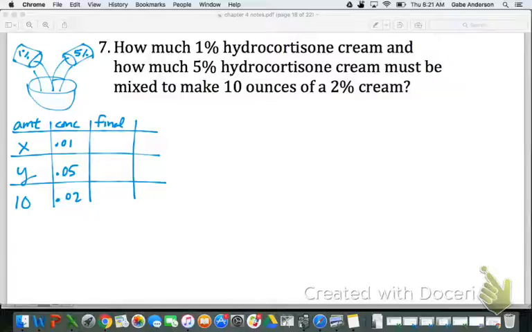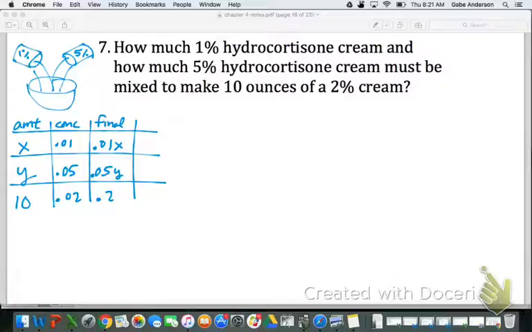Now, how do we get the final column? How do we get to that right-hand side? Christiana, what do you suggest? Yeah, you just multiply across. So you'd get 0.01x, 0.05y, and what is 10 times 0.02? 0.2. Agreed. Okay. So remember, the goal is to use systems of equations to solve these.